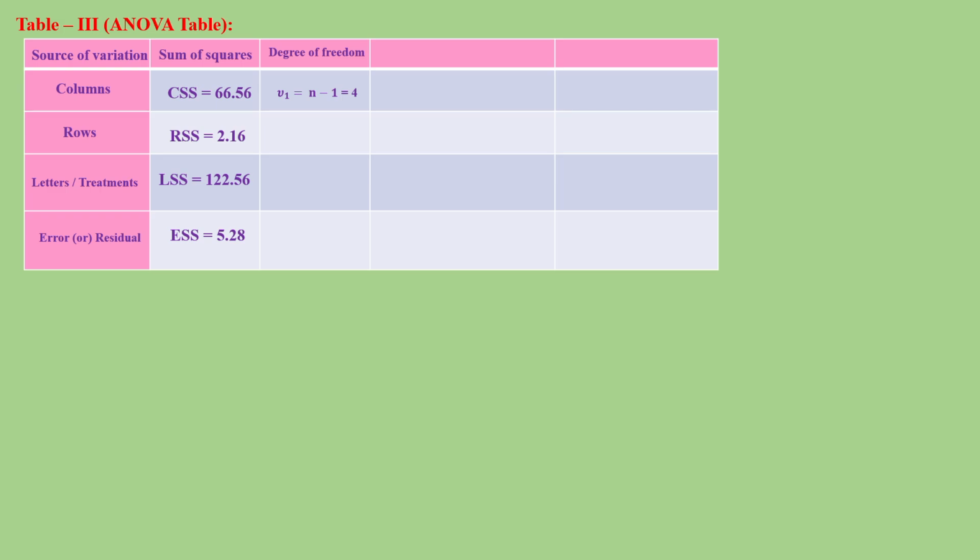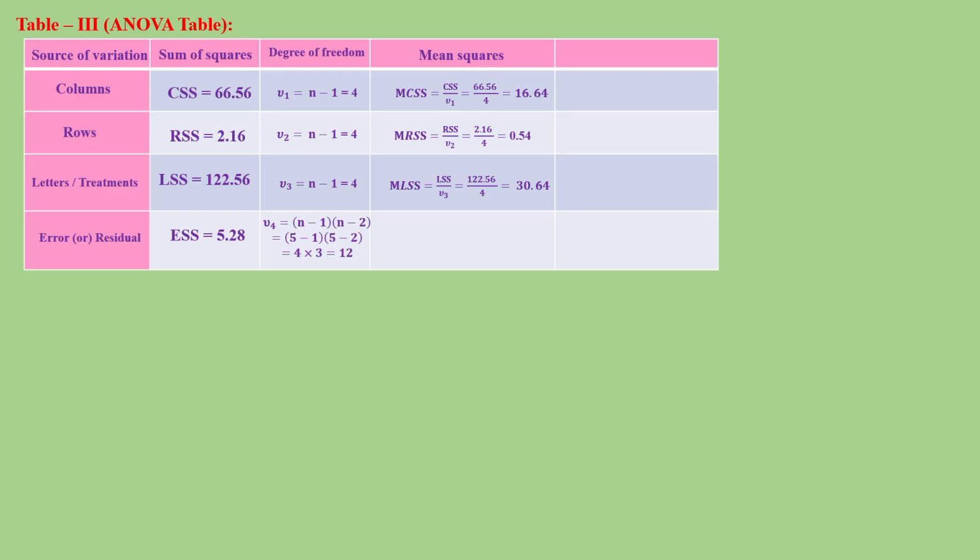And degrees of freedom: V1, n minus 1, V2, 4, V3, 4, and V4, n minus 1 into n minus 2, 12. Then mean sum of square column. So using the formula CSS by V1, so 16.64, MRSS 0.54, MLSS 30.64, MESS 0.44. Then F ratio FC, that is 37.81, FR is 1.227 and FL is 69.64, right?